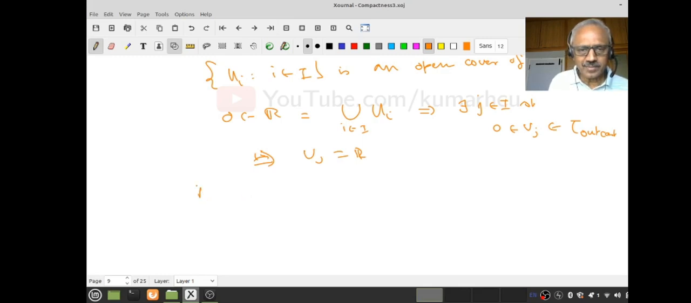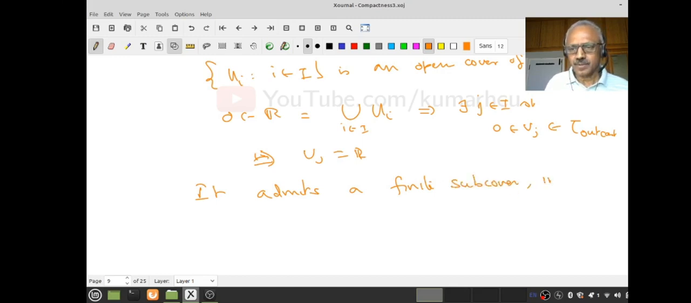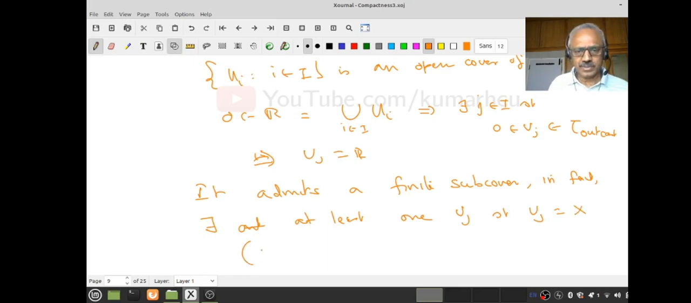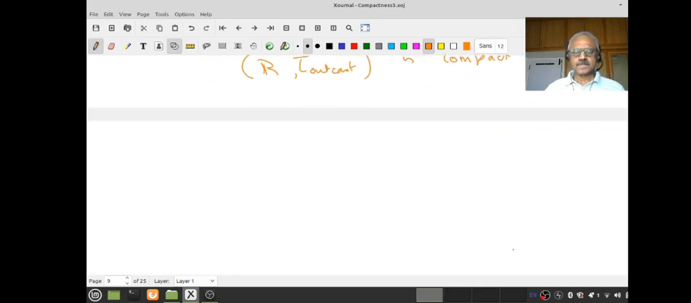It admits a finite subcover. In fact, there exists at least one U_j so that U_j is all of X. Therefore, what is the conclusion? R with the Outcast topology is compact. All right.